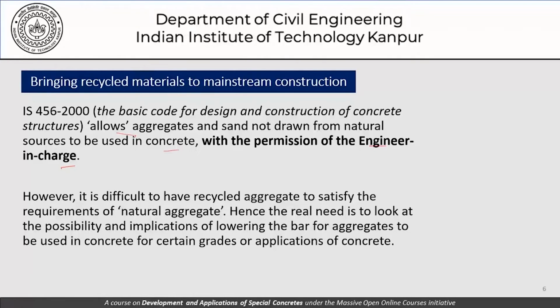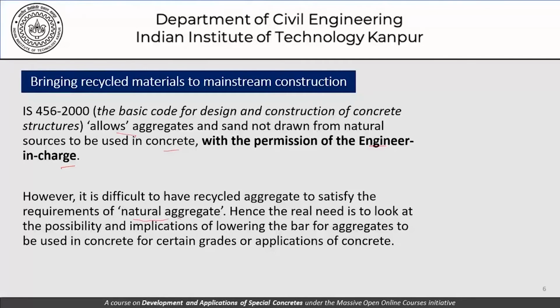It's difficult to have recycled aggregate satisfy the requirements of natural aggregates. Hence, the real need is to look for the possibility and implications of lowering the bar for aggregates to be used in concrete for at least certain grades of applications of concrete. So that requires a little bit of a mindset change. A thought process has to be initiated, awareness has to be created.